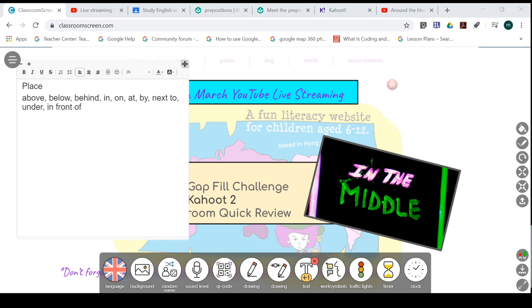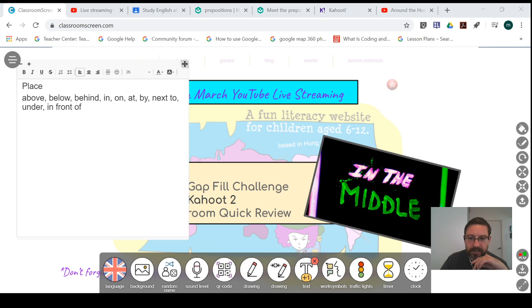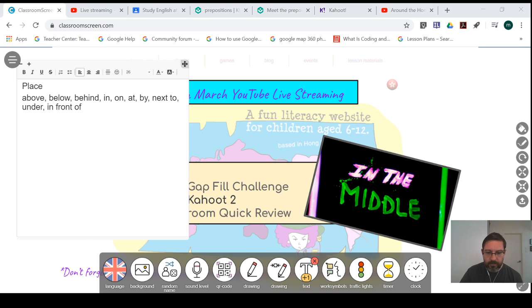So I want you to give me some good sentences with these prepositions of place. So we've got above, below, behind, in, on, at, by, next to, under, or in front of. So what can you give me? We saw some silly examples with the Rantorino there, but what can you do? So type us a message, send us a sentence in the live chat. And I'll just bring myself back in there. Hello, I'm back in. Okay, so what have we got, guys? What have you got for me?